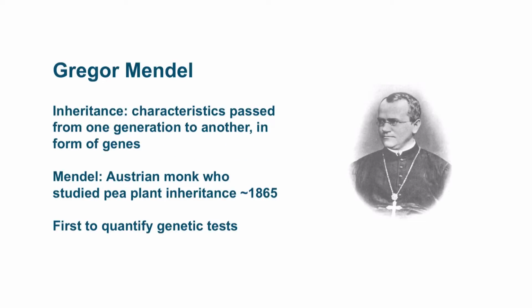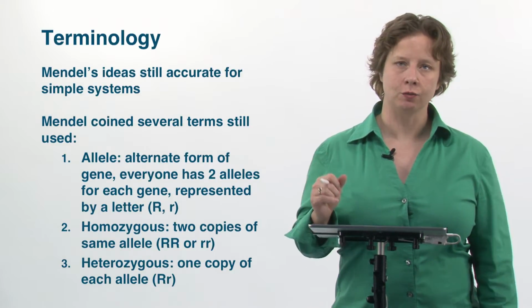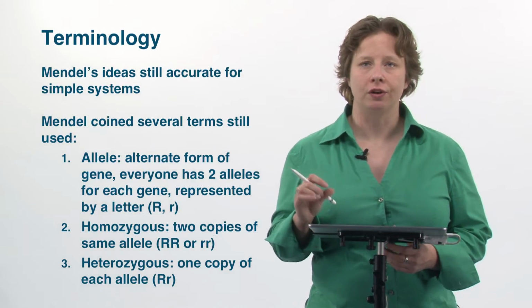In this unit, we're talking about Mendelian inheritance, and it's only fitting we start out talking about the man himself. Gregor Mendel was an Austrian monk who studied pea plants and their inheritance in about 1865. Inheritance is a characteristic that is passed from one generation to another in the form of genes. And Mendel was the first to quantify genetic tests, which was really important because he helped us to understand how inheritance works.